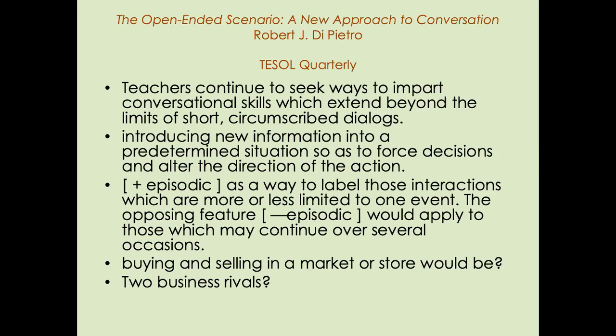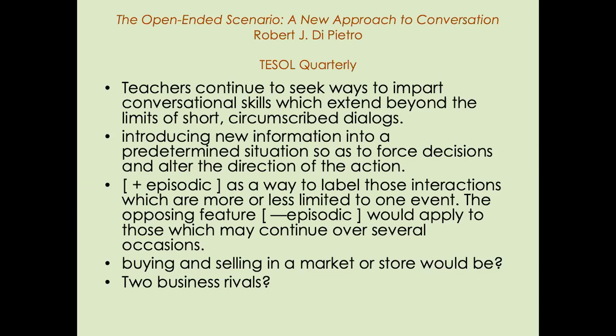So hopefully you labeled the first one as plus episodic, the way the writer did label it, and business rivals usually discuss things over time. Depending on what kind of rivals they are, they'll argue over time or keep competing over time. So it's minus episodic. So you want to try both with your students and go based on their level.